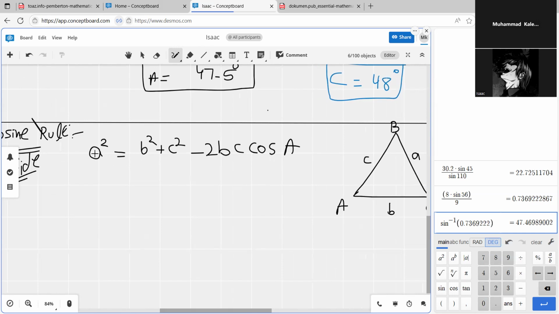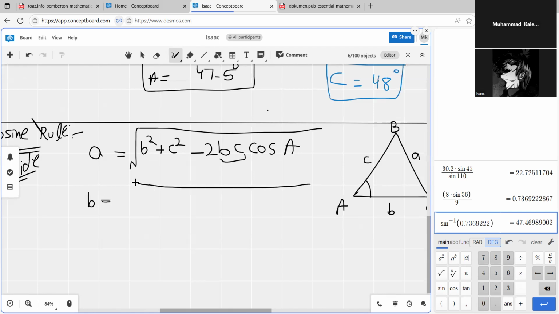What does the formula say? A square means you take the square root of all these things at the end, and we will get the side A. If side A is required, this is the formula. It says: square root of the other two sides, take the square and add them, b square plus c square minus 2bc cos A. In that case, this angle will also be given to you. Do you understand it?